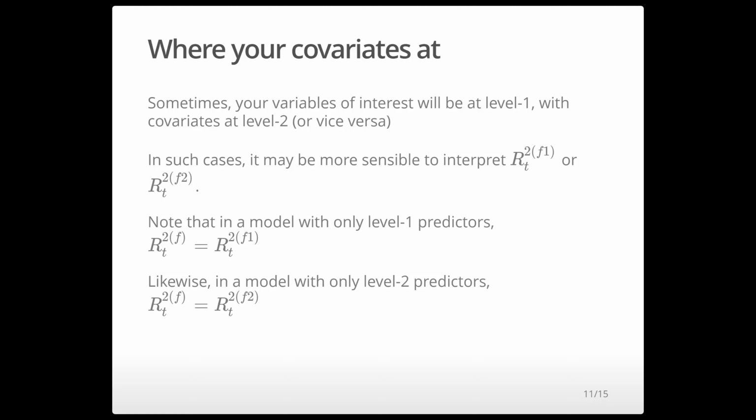Sometimes your variables of interest in particular will be at level 1 with covariates at level 2, or vice versa. Your variables of interest might be at level 2 with covariates at level 1. This is why we also have the F1 and F2 superscripts, because this just lets us think about the two different levels separately. Note that if we only have level 1 predictors, R squared FT is the same thing as F1T, and likewise in a model with level 2 predictors, R squared F is the same as R squared F2.